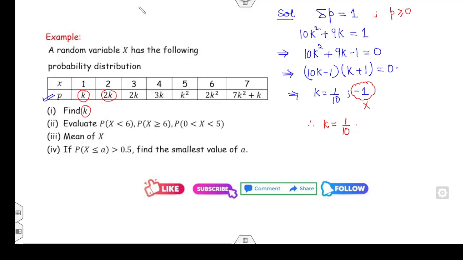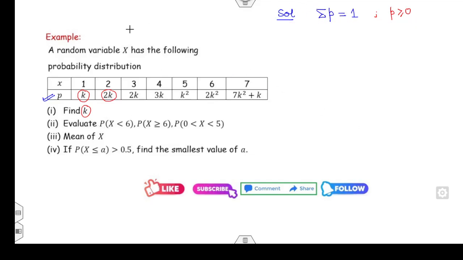First answer is there. Now look at the second part. How can you calculate the probability x less than 6? Now if you look, how many values satisfy x less than 6? Up to 1 to 5. So the answer is k plus 2k plus 2k plus 3k plus k square.